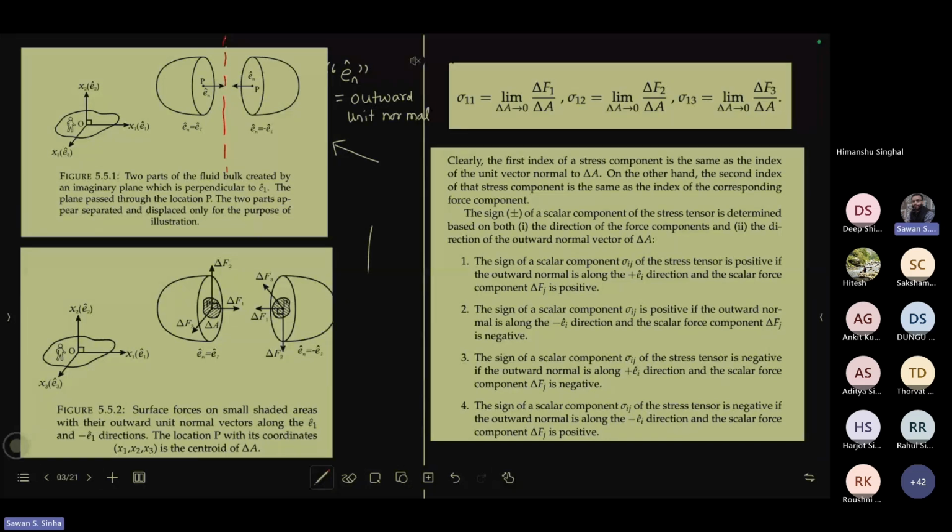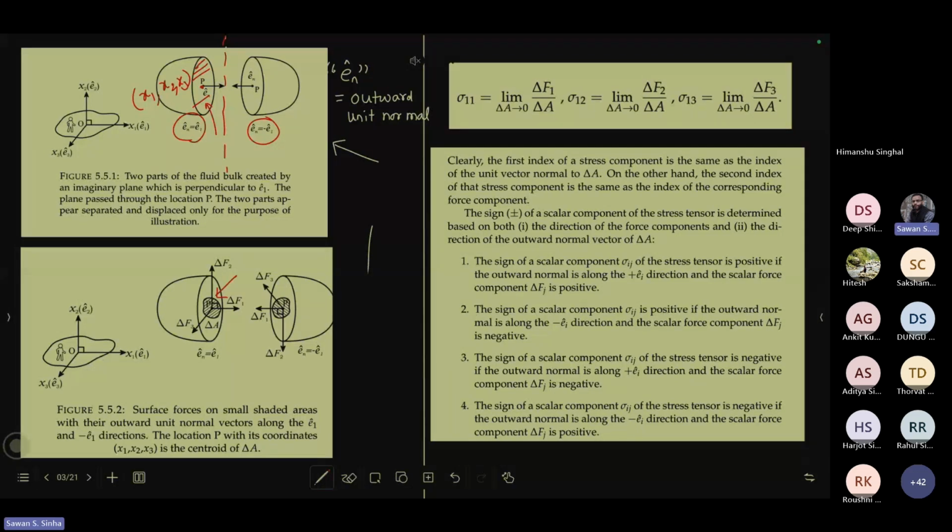After cutting the bulk into two halves, if I go to the left half, I identify a point P, and that P has coordinates x1, x2, x3. The unit normal on this face is plus E1. Unit normal on the right half will be minus E1.